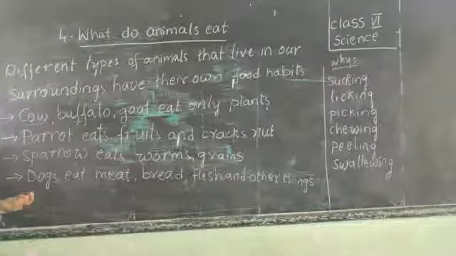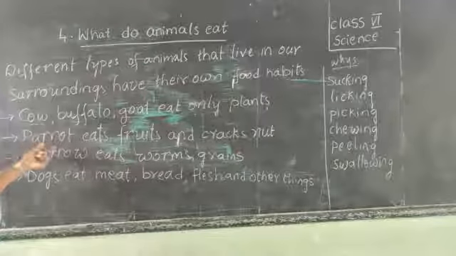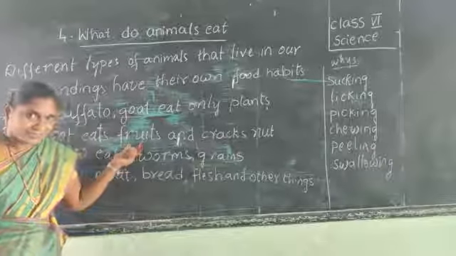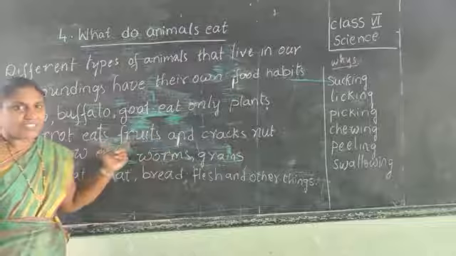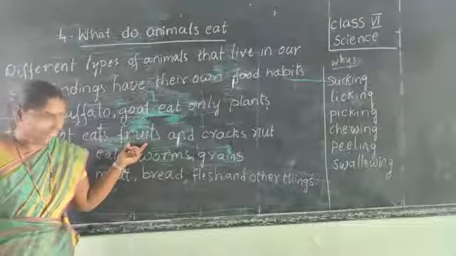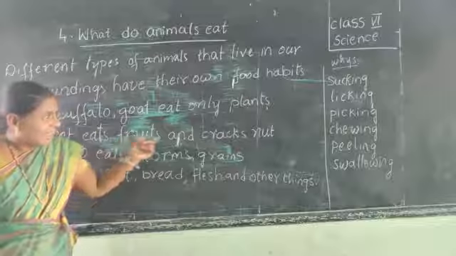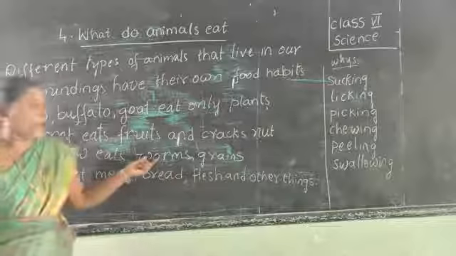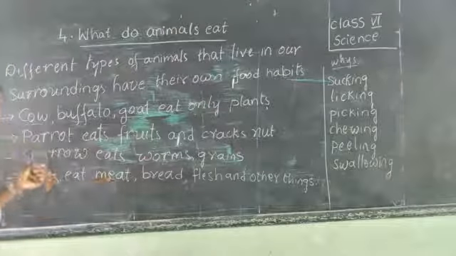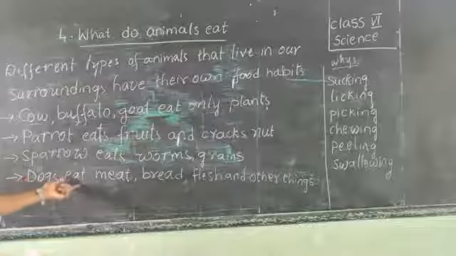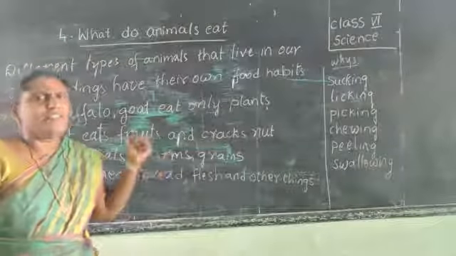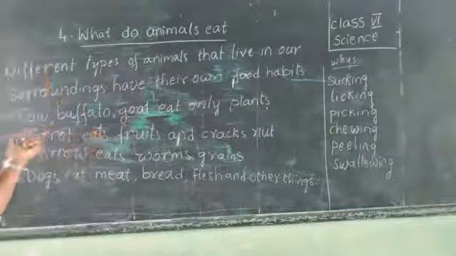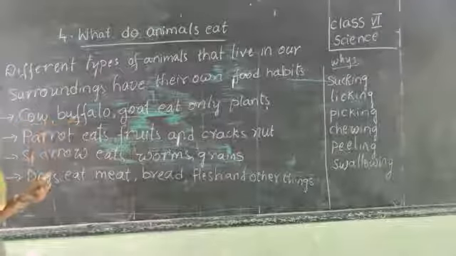Same is equal. Next, parrot eats fruits, especially guavas. It eats guavas and cracks nuts. Sparrow eats worms and grains. Worms means small insects. Dogs eat meat, bread, flesh and other things. So these are the food habits of these animals.